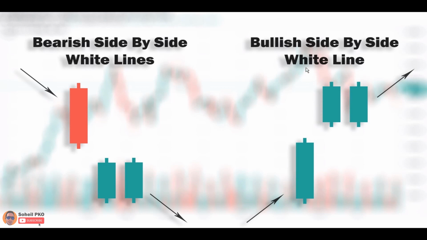Bullish side-by-side white lines. This is a bullish continuation pattern that appears in uptrends. Here we have 3 candlesticks in this pattern. The first one is a green candle, medium to long, and after that we have a short to medium green candle that opens with a gap above the first candle, and its low price is above the first candle high price. And the third candle, a green candle with the same size with the second one that opens and closes at approximately the same level of the previous candle, and its low price is above the first candle high price.